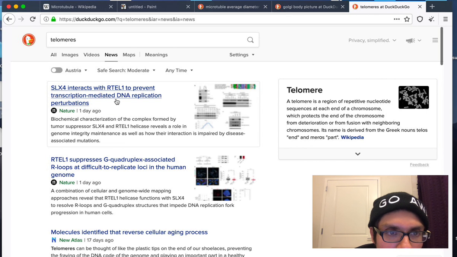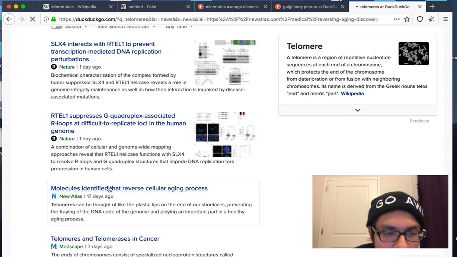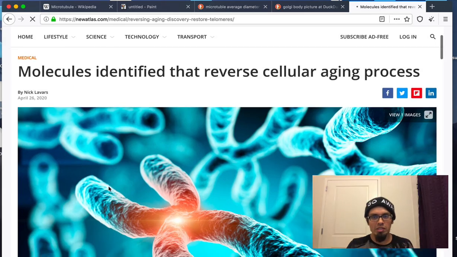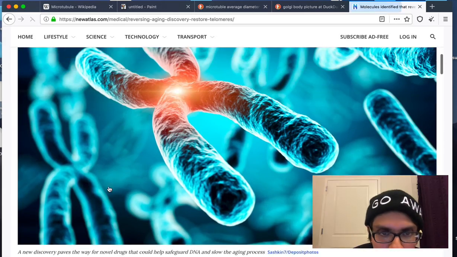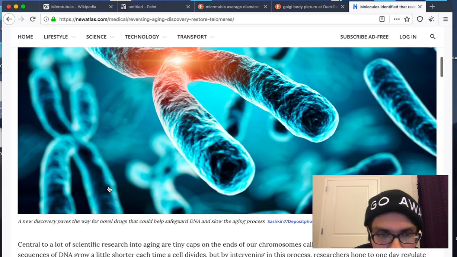See, okay, 17 days ago. How worthy of news do you think this is? Molecules identified that reverse cellular aging processes. Which molecules are those? And what are the specific cellular aging processes?